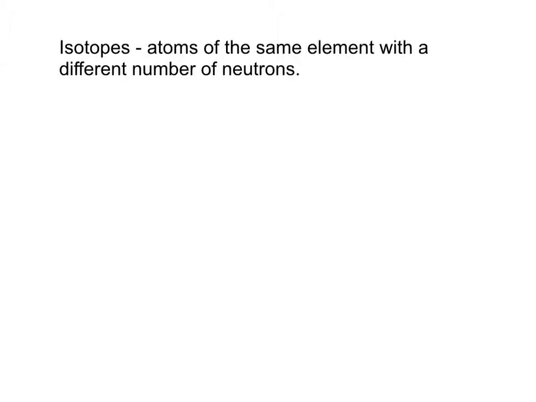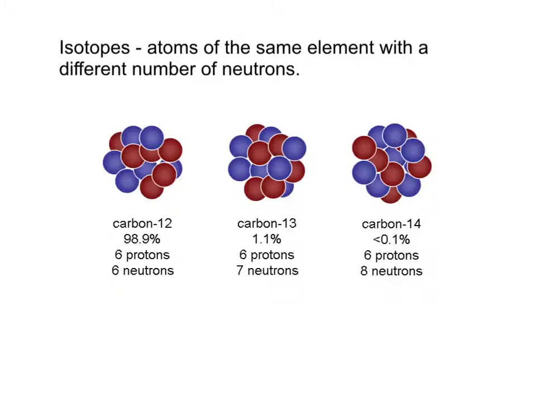Alright, so for this video we're going to talk about isotopes. Isotopes are atoms of the same element with a different number of neutrons. We talked before about how the number of protons in an element determines the identity of that element. For example, carbon has 6 protons, always. That's what makes it carbon, and you can verify that by looking at your periodic table and seeing that its atomic number is 6.